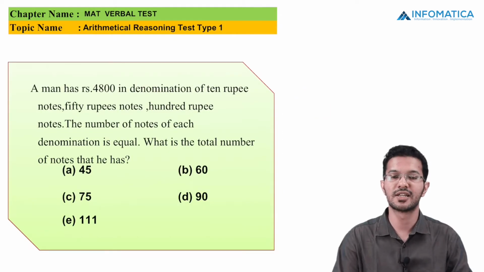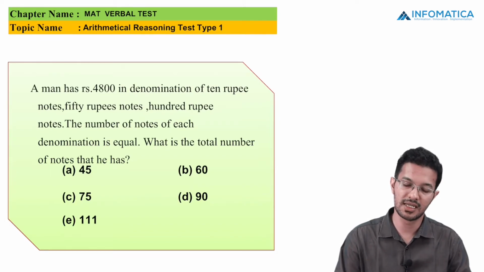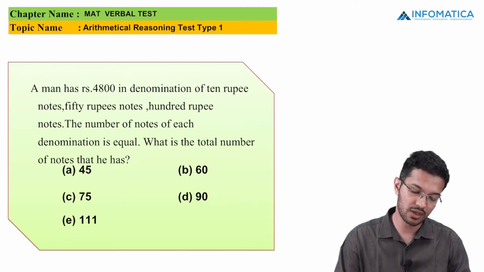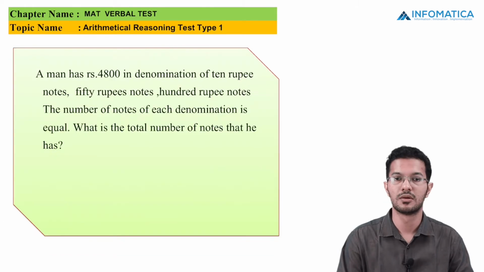So now students, let us look at the next MCQ. It says a man has rupees 4,800 in denomination of 10 rupee notes, 50 rupee notes and 100 rupee notes. The number of notes of each denomination is equal. What is the total number of notes that he has? So students, let us look at the solution. So students, let me start with the first step. I will write that let the number of notes of each denomination be x.